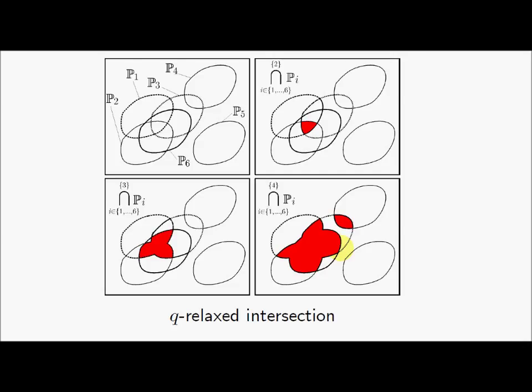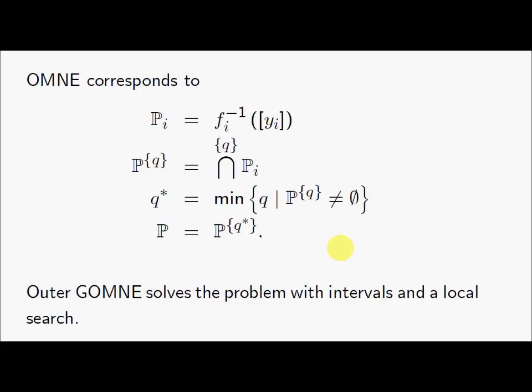Okay. So now I have defined the relaxed intersection. Omne corresponds to what? I recall that Pi corresponds to the inverse by fi of the data interval.